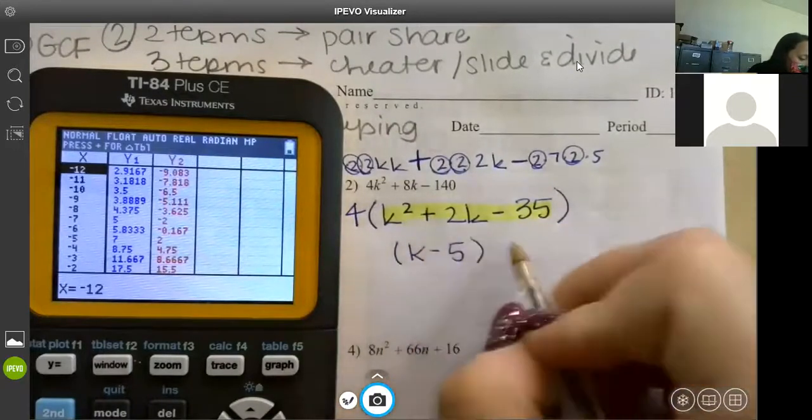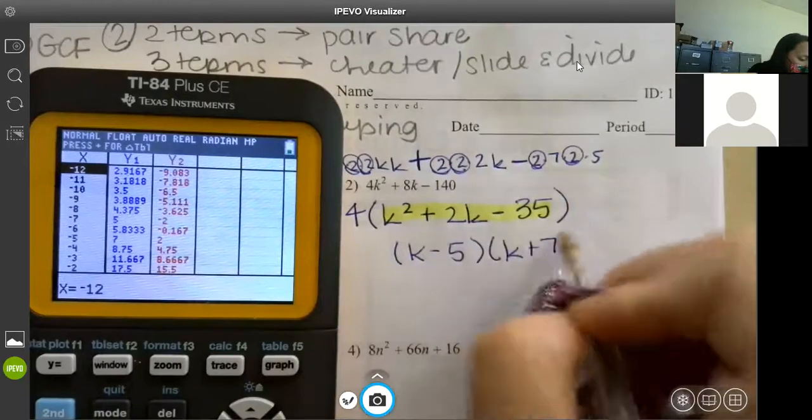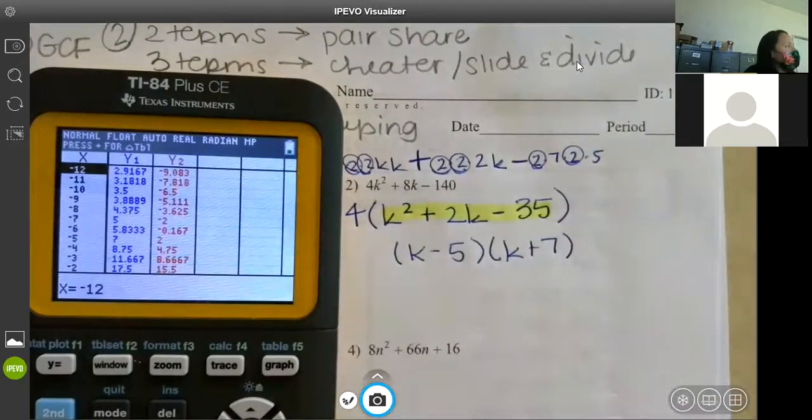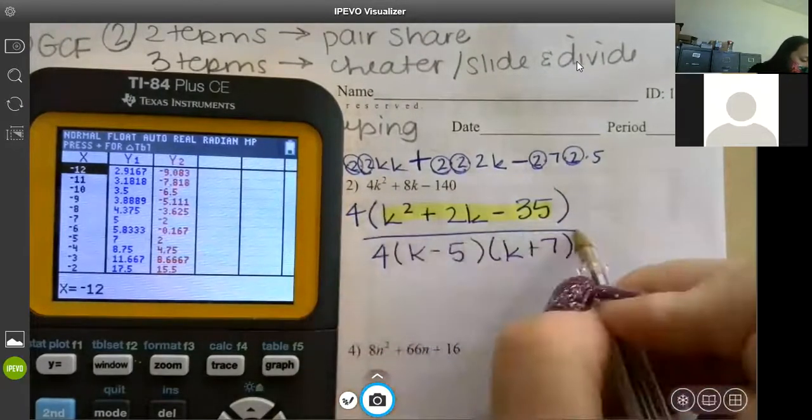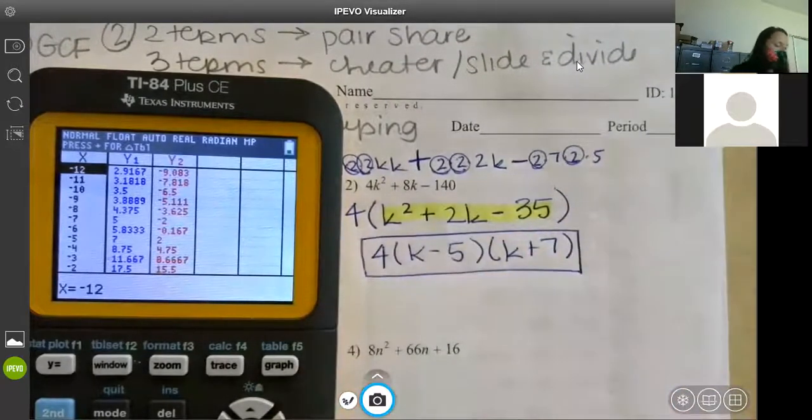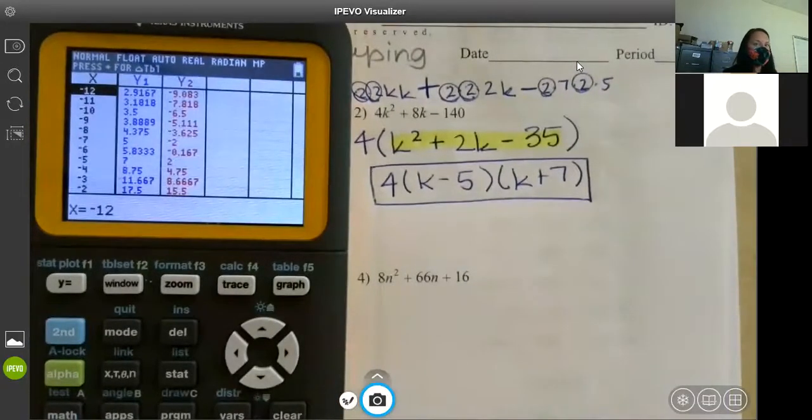So K and a negative 5. K and a positive 7. What do I need to make sure I do? Bring down the 4. That's it. Any questions?